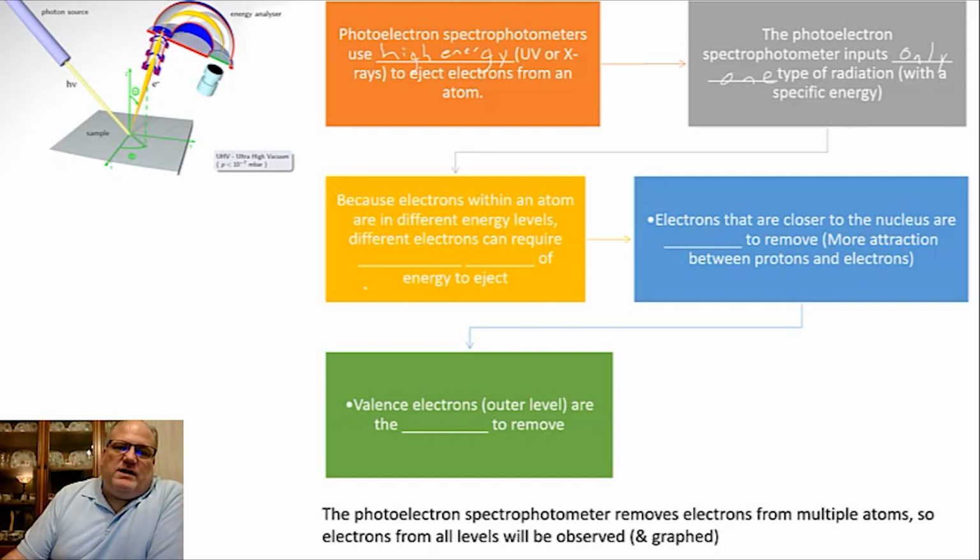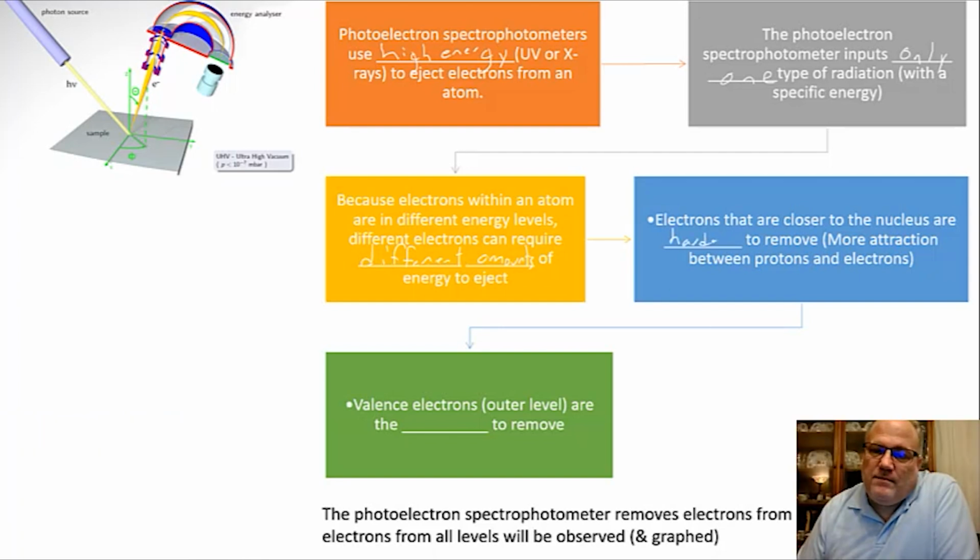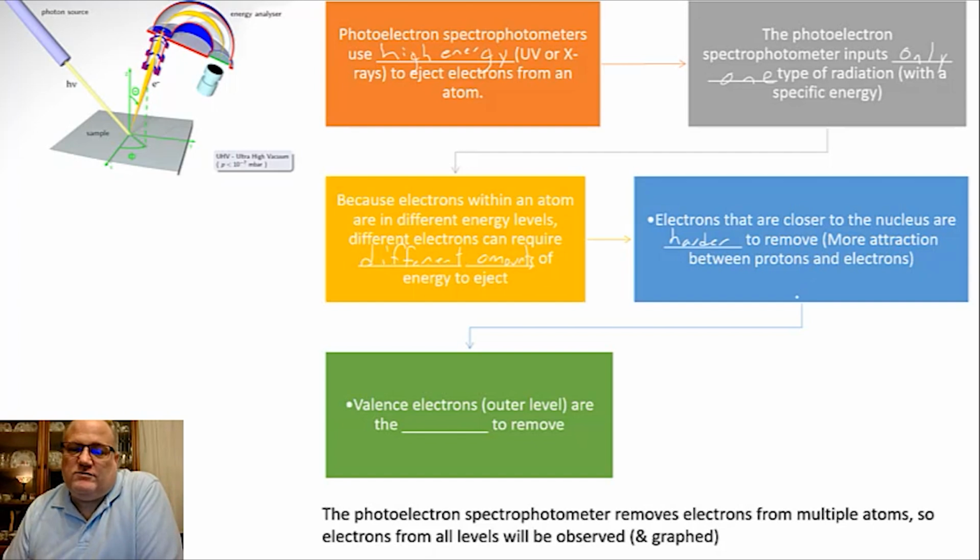Because electrons within an atom are in different energy levels, different electrons can require, as you might have guessed, different amounts of energy to eject. Electrons that are close to the nucleus are harder to remove, more attraction between the nucleus and the electrons. Valence electrons, or outer shell electrons, are the hardest to remove. The other thing you should be aware of is that a photoelectron spectrometer removes electrons from more than just one atom. So it's not like we run out of electrons when we're doing this process.